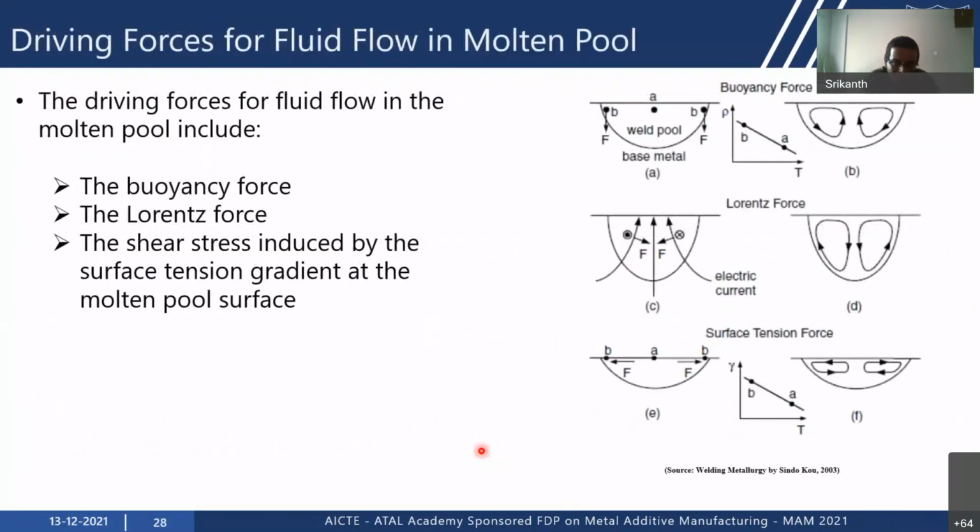Now, as I said, if you're looking at the driving force of fluid flow in the molten pool, it can occur because of buoyancy, it can be the Lorentz force, or it can be because of the shear stress induced by the surface tension gradient at the molten pool surface. Now let's look at each one briefly. I'm not going to discuss the Lorentz force because it's an electromagnetic force which results from electric current, and in the case of laser we don't have the Lorentz force coming into the picture. So I'll be discussing the buoyancy force and the Marangoni convection.